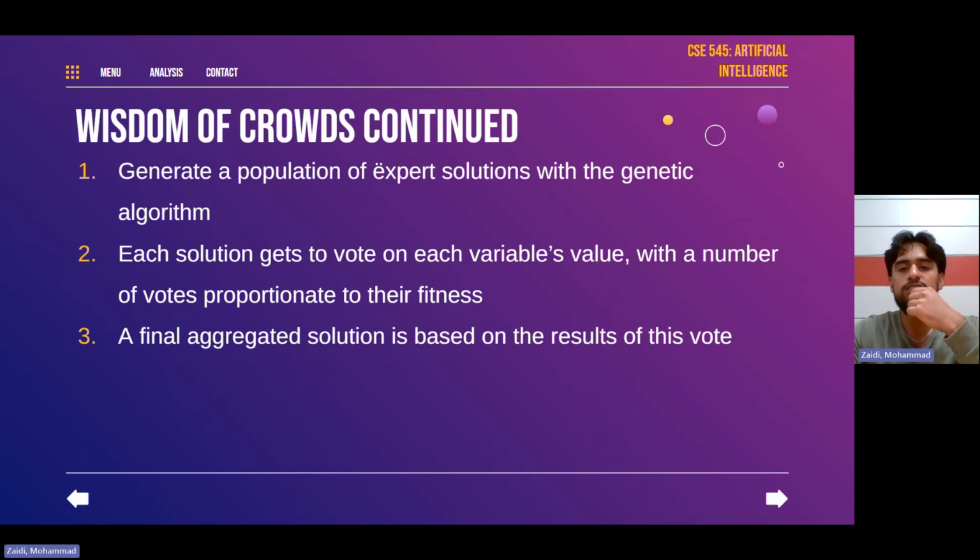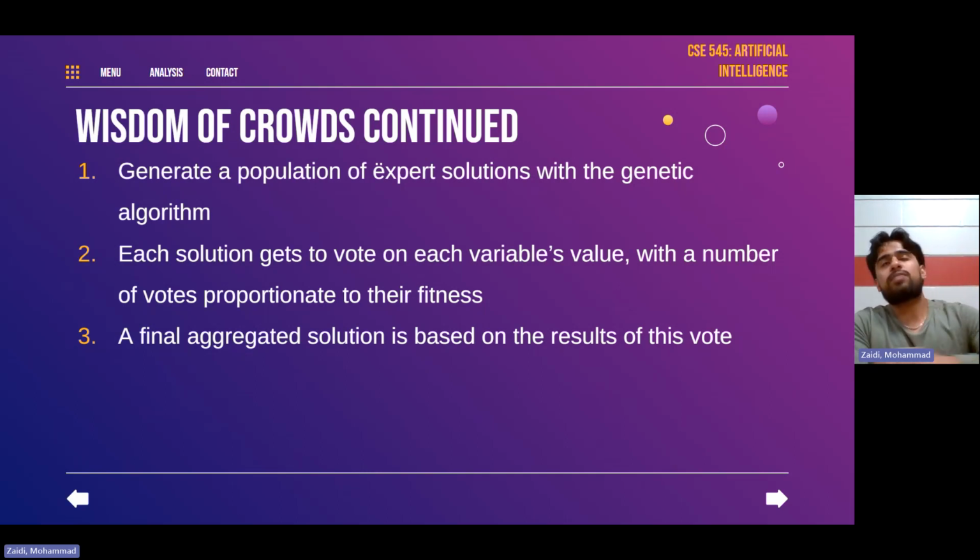And then each solution gets to vote on each variable's value. So if the solution said it should be true, false, false, true, false for x0 to 6, and the other one says false, true, true, false, true, well, whatever value they had said is the value they vote for. And we make it weighted so that the most fit genetic solution gets more say in the vote.